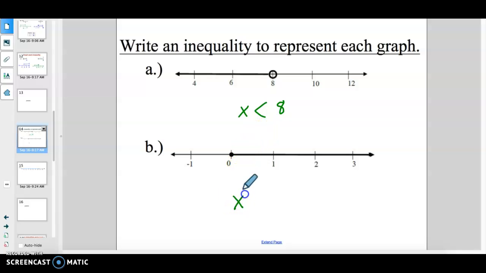Here I'm going to start with the x and then whatever number the dot is on, so 0. This time it's graphing values that are bigger than 0. So x should represent numbers bigger than 0. If I plugged in 3, 3 is greater than 0. That's true. So we know that this is the correct inequality. Oh, except it was a solid dot, so we want to put that equal to sign below it.